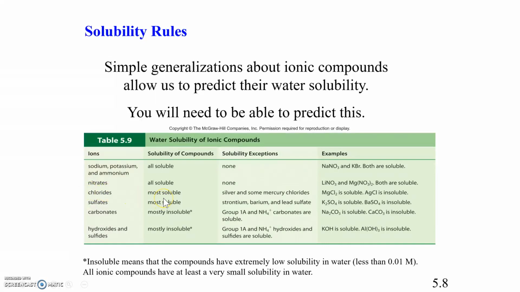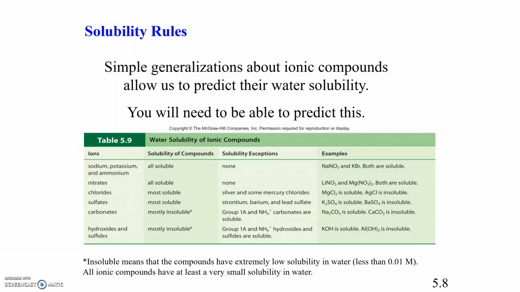Typically, nitrates are also always soluble. Chlorides, most of them are soluble. We looked at sodium chloride, that is soluble in water. But you do have some, such as mercury chloride and silver chloride, that are insoluble. So from this table, you can predict if something's going to be soluble or insoluble. And when we say insoluble, it means that it doesn't dissolve to a large extent. So it means that the molar concentration of those ions is less than 0.1 molar.